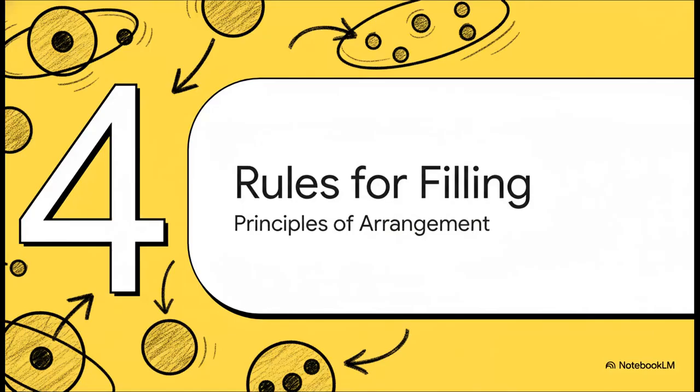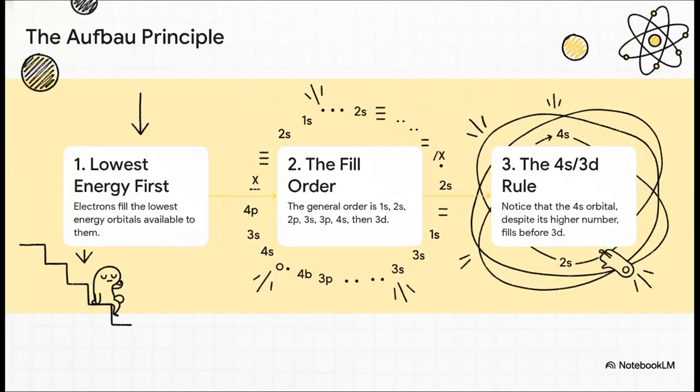So we have all these amazing, different orbital shapes. How do electrons actually decide which one to live in? Well, it's not random. There are 3 key rules that we have to follow. The first rule is called the Aufbau principle, and it's simple. Electrons are lazy. They always take the lowest energy spot available. They start at the bottom and fill their way up.